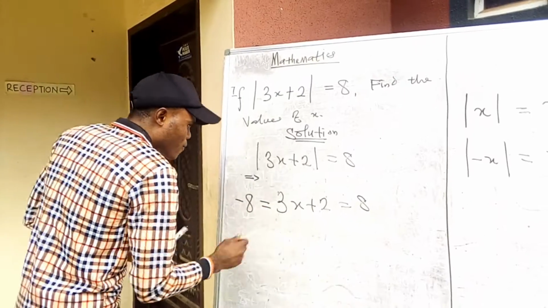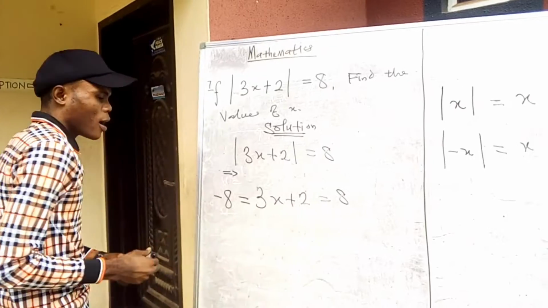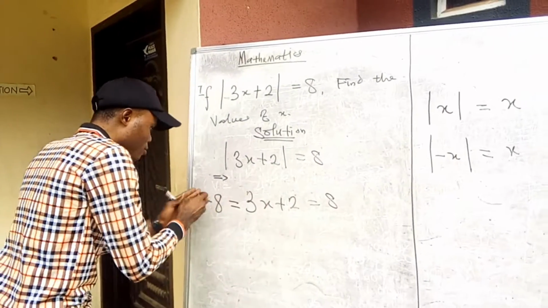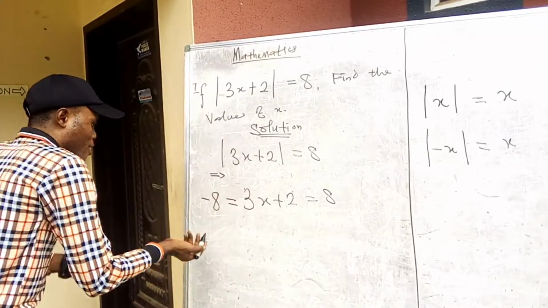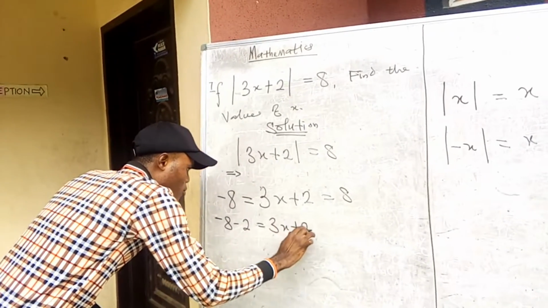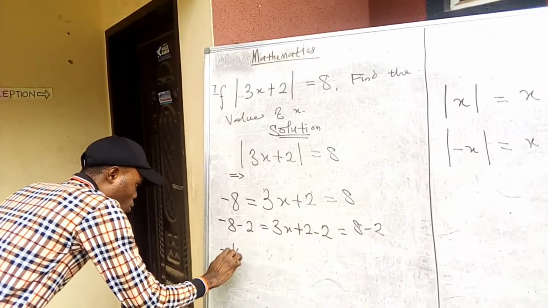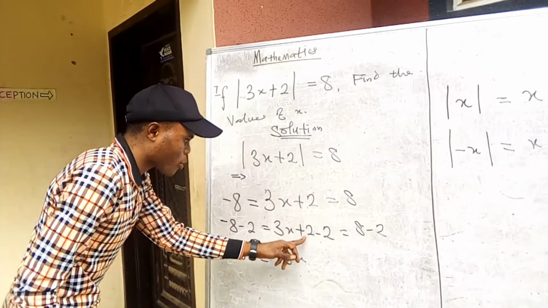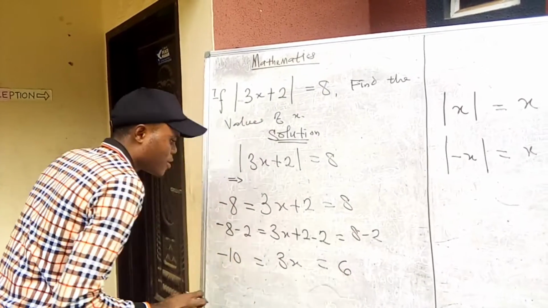So, to get the value of x here, since this is a plus 2, we need to eliminate this plus 2. And the best you can do is to subtract 2 from here, subtract 2 from here, and also subtract 2 from here. By the time you subtract 2 from here and you also subtract 2 from here, this will become negative 10 equals 3x. Of course, positive 2 and negative 2 will become 0. And this will be equal to positive 6.